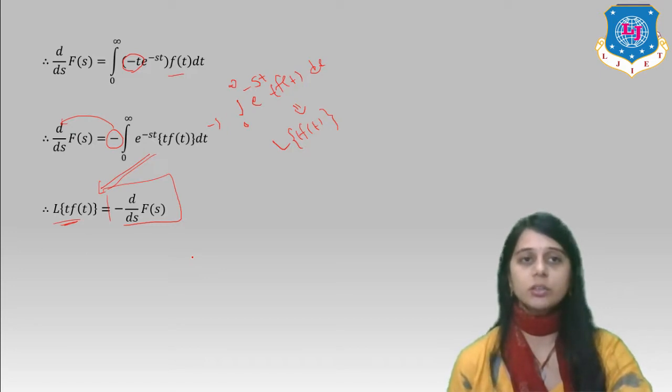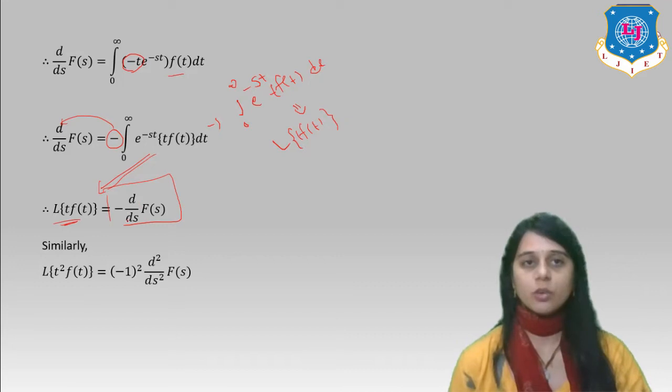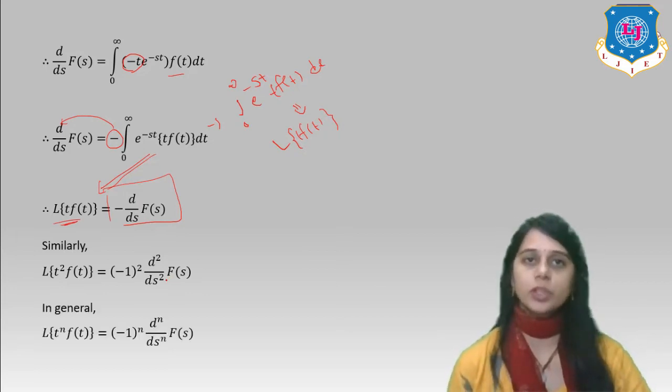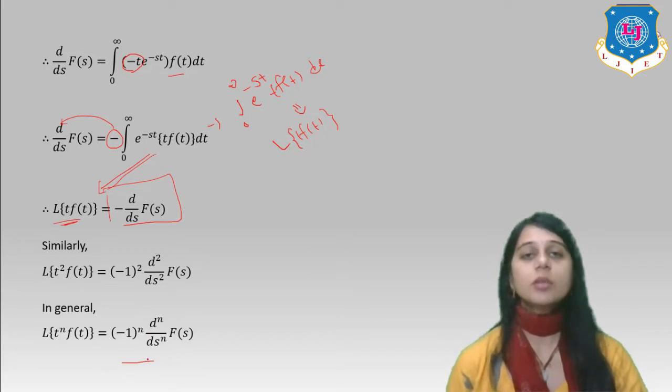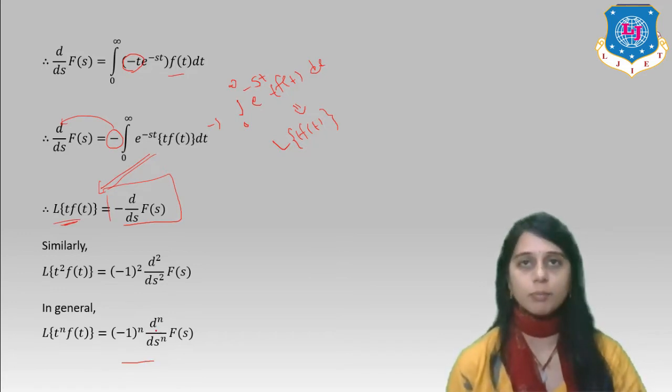In generalization, if we take Laplace of t square, we get minus 1 raised to 2, d raised to 2 by ds raised to 2, f of s. Generalizing this formula, we get Laplace of t raised to n f of t equal to minus 1 raised to n, d raised to n by ds raised to n, f of s. This is the most important formula and the most important proof of the Laplace transform. Again, we refer to this formula and proof.